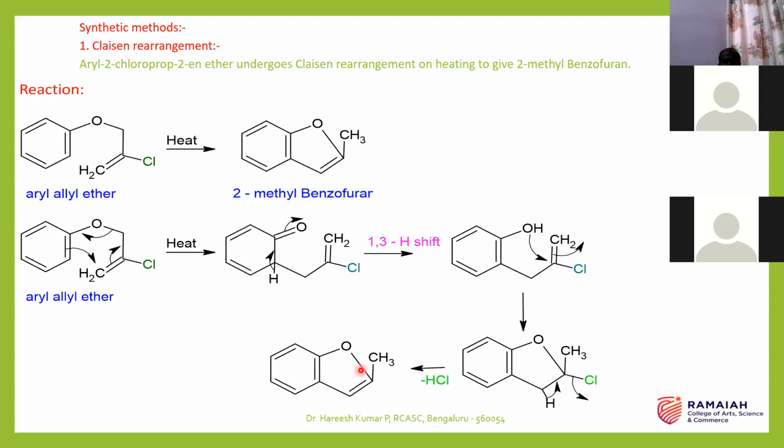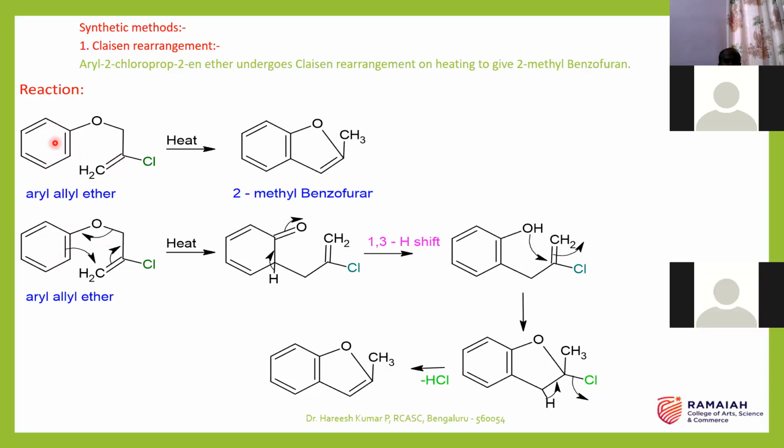So overall, what you need to remember: one can synthesize benzofuran by the name reaction called Claisen rearrangement. What is the starting material name? This compound is aryl and this is allyl. So aryl allyl ether can be used as the starting material. And if you are writing the mechanism, this will be the 3,3 sigmatropic rearrangement. From here to here is a 1,3 hydrogen shift. 1,3 means 1, 2, 3.